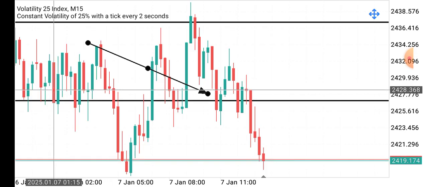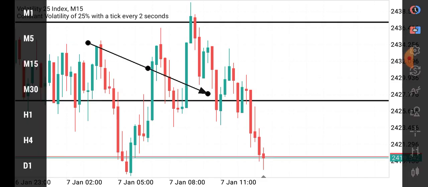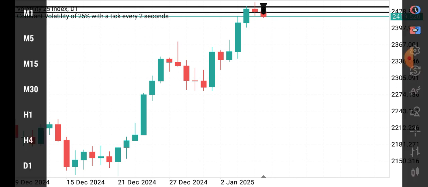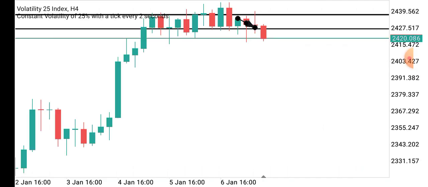7th January. I think the market opened somewhere around here. Let me just see this daily candlestick. Okay, yes, I can see. So, 15 minutes time frame. Let me see the hourly time frame first.